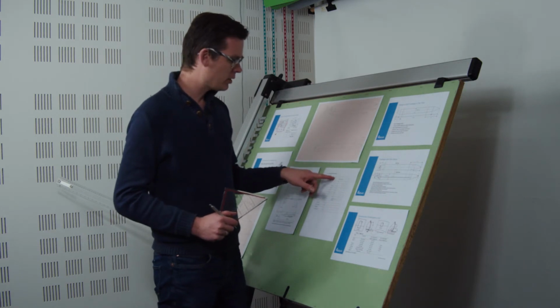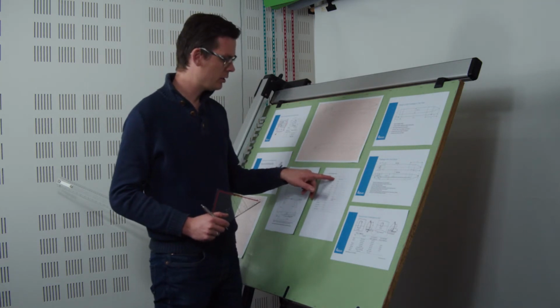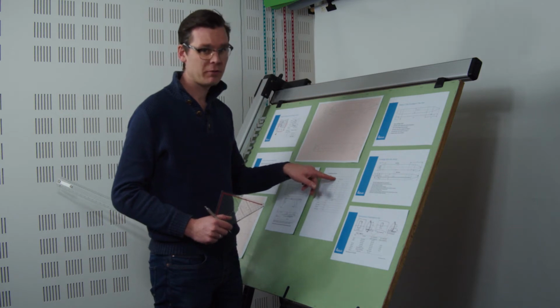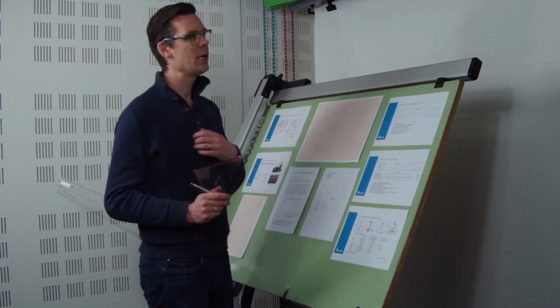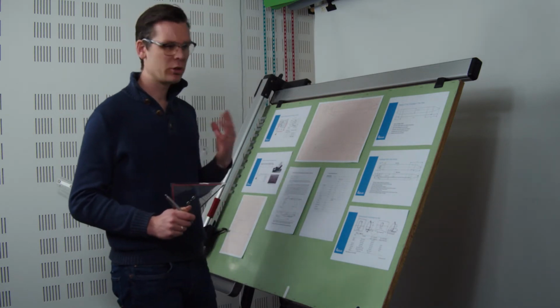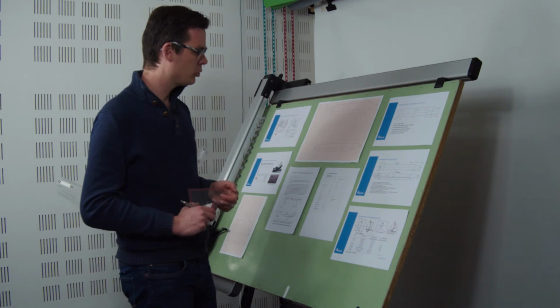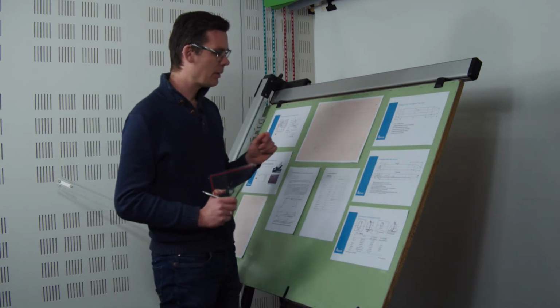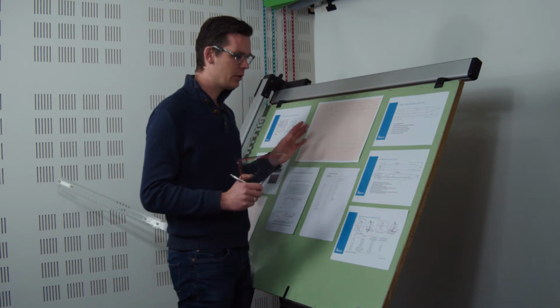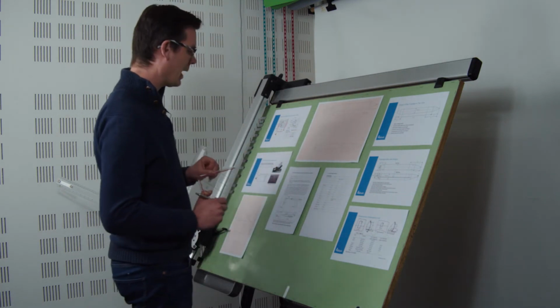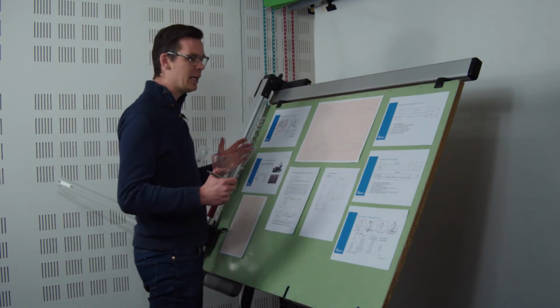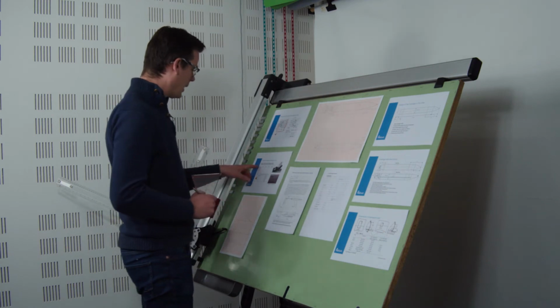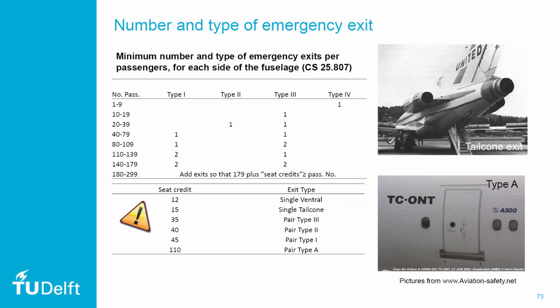So if he does that with a 5 abreast cabin, you easily go to 110, 115 passengers. So in the design of the emergency exits, I'm already taking this expansion a little bit into account. Now I'm looking at this number, 110, 115 passengers for maybe a high density version of this airplane. And then I look at the number and type of emergency exits that exist.